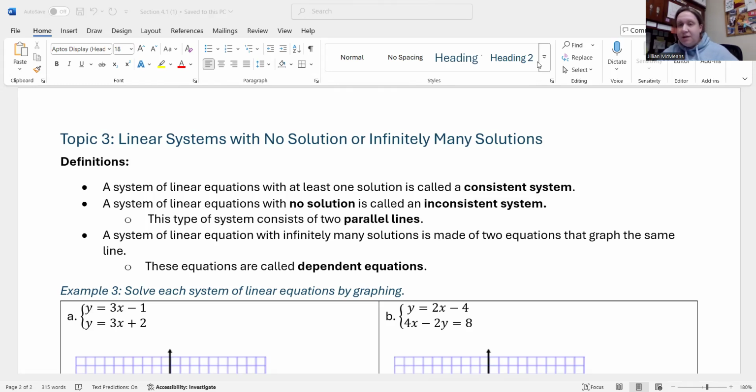Okay, so you have a consistent system, at least one solution, inconsistent system, no solution, made up of parallel lines. Then you have this weird type of system where you have two equations that graph the same thing, and those equations are called dependent equations. So let's look at an example of each.